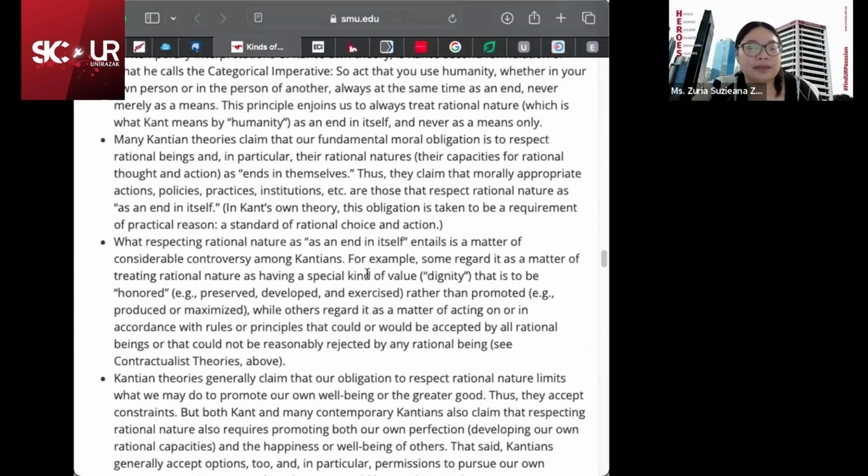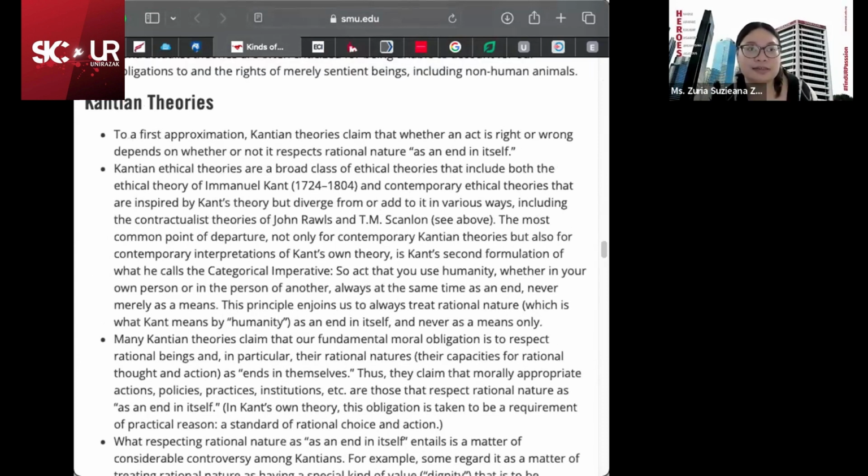Okay. And then for Kantian theories just now, this one is for deontology, about following the rules, following the responsibility that you have, and so on. Okay.